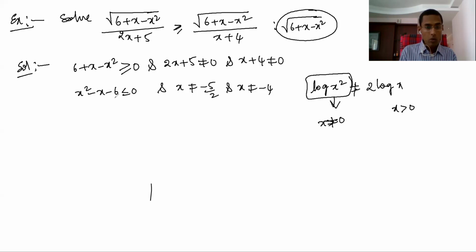So here, the sum of the roots is 3, therefore 3 comma minus 2. Sum is plus 1, product is minus 6. So it lies between the roots. What are the roots now? 3 comma minus 2. So minus 2 to 3, and intersection with minus 5 by 2. Right? This and this.